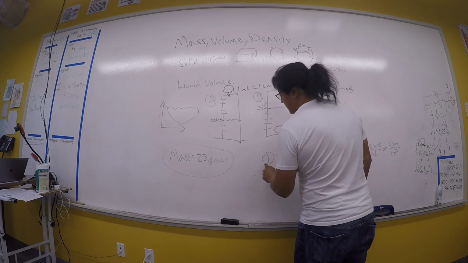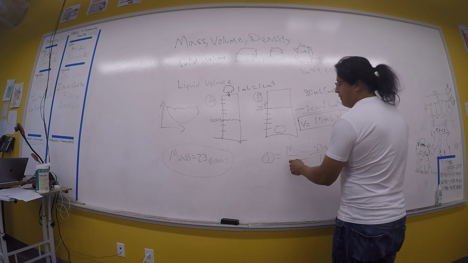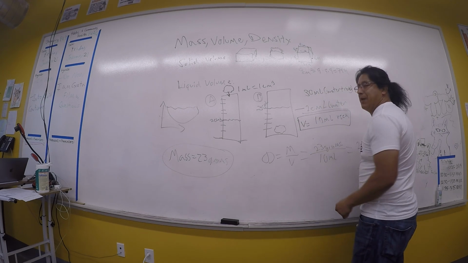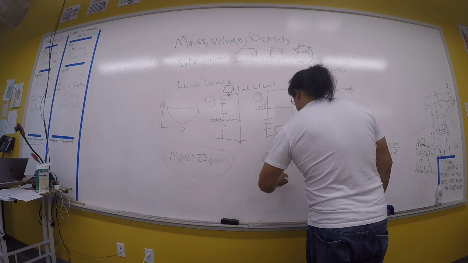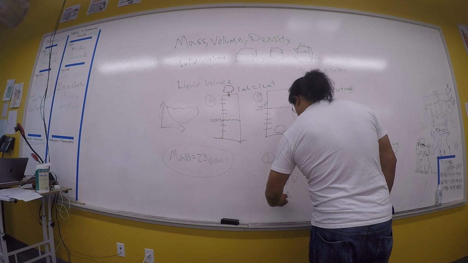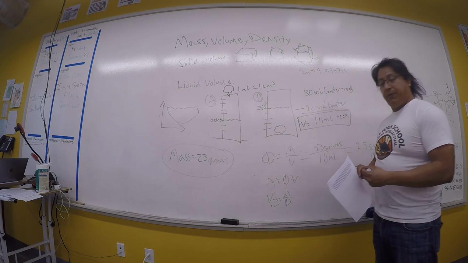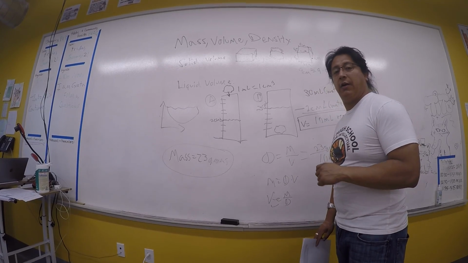If you're given mass and density, you've got to get V by itself. If you're given volume and density, you've got to get M by itself. M equals D times V, or V equals M divided by D. It all depends on what you're given and what you're looking for. So make sure you read the problem carefully on the quiz.